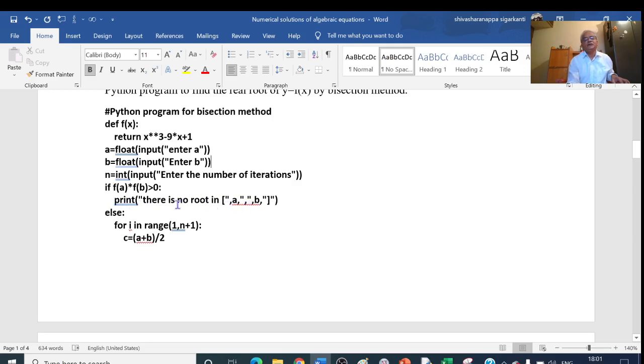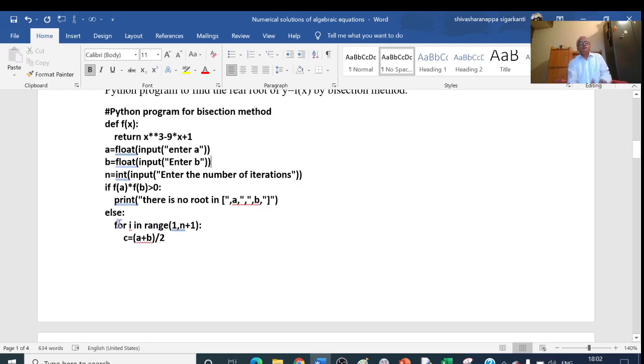So here I have started with the double quote and ended with the double quote. That means this will be printed. After that the value a is printed. Then a comma is printed because I have included this comma in between double quotes. Then the value b is printed. Then this closing bracket is printed. That looks like there is no root in a comma b. Here the actual values of a and b are printed.